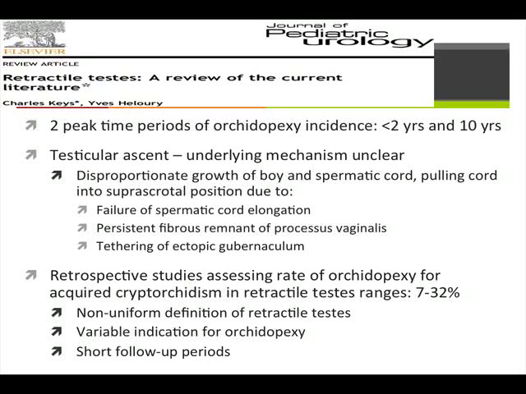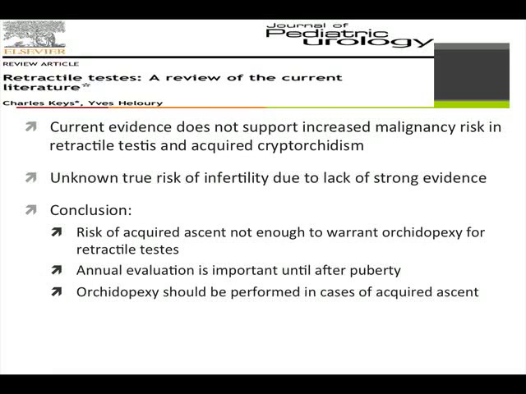The rate of ascent or acquired cryptorchidism was about 7 to 30%, they found. The problem, again, was that there's a non-uniform definition of retractile testes amongst the different studies. They had different indications for orchidopexy, and the follow-up periods weren't very long. Overall, though, the current evidence shows that there's no real increased malignancy risk in retractile testes and acquired cryptorchidism, and there are no real statements in terms of risk of infertility.